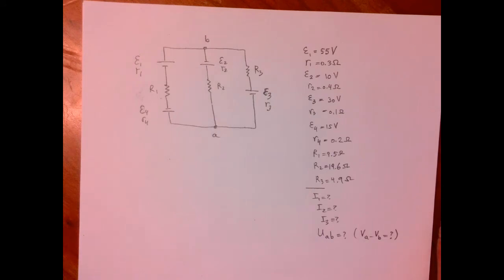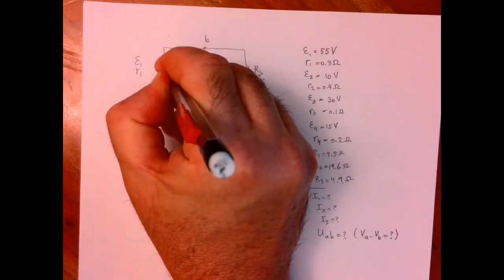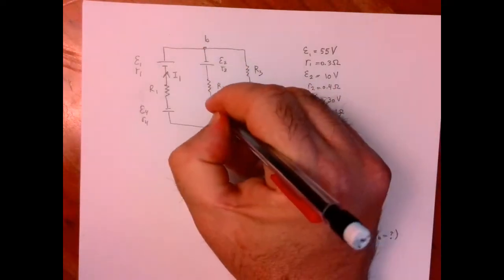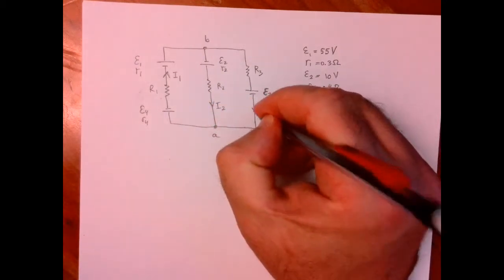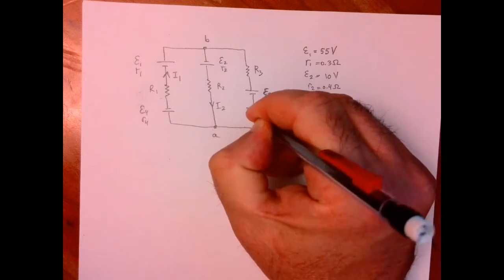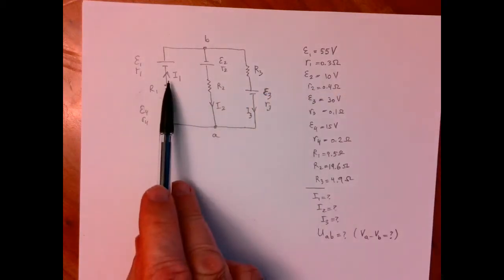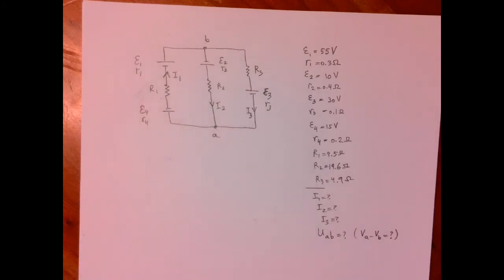We are going to do that by using Kirchoff's rules. The first thing we do, if you recall, is choose a direction for each current, and we are choosing these directions randomly. There is absolutely no reason why I chose I1 pointing in this direction, I2 and I3 in these directions. This is something that we choose totally randomly.